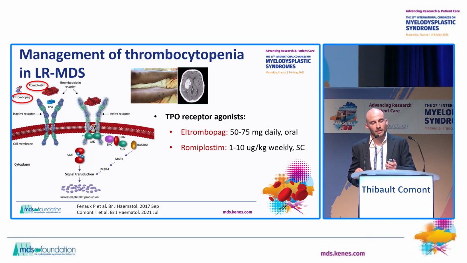2 molecules are available, eltrombopag, which is a daily oral treatment, and romiplostim, which is a weekly subcutaneous treatment. The efficacy is similar between both, and you can switch from one to another in case of inefficacy of one. We have to be careful with the risk of thrombosis with this treatment, especially in patients with MDS, because they are often old and they have a lot of cardiovascular comorbidity, which increases the risk of thrombotic events.